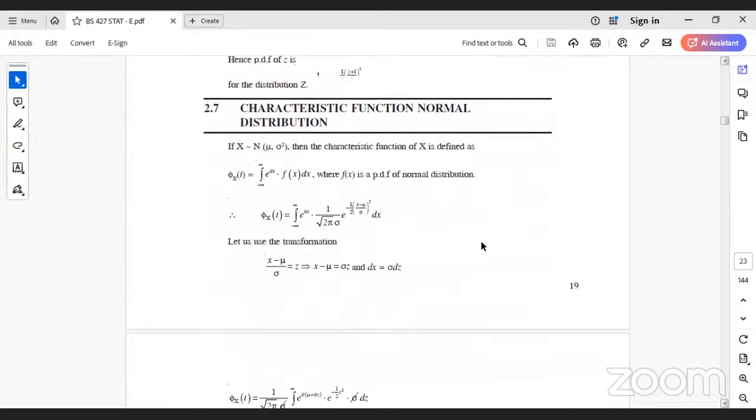Now the characteristic function of the normal distribution. What is the characteristic function for the normal distribution? If X follows N(mu, sigma square), then the characteristic function of X is defined as phi of x of t equals the integral from minus infinity to infinity of e power i t x f of x dx, where f of x is the PDF of the normal distribution.